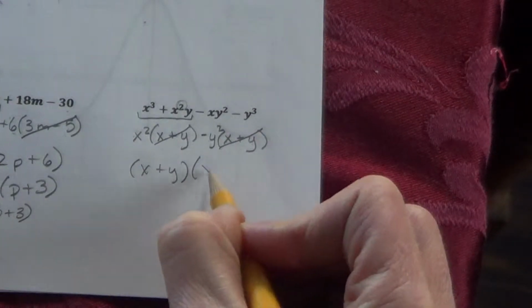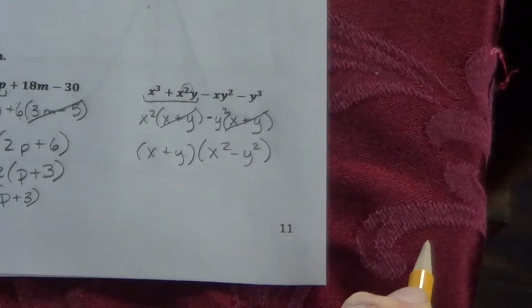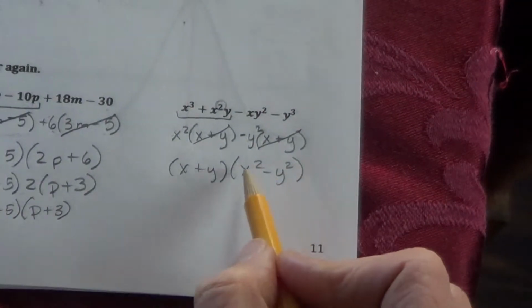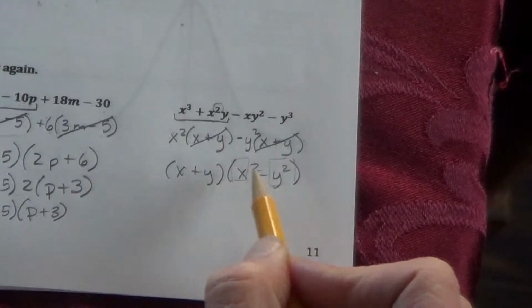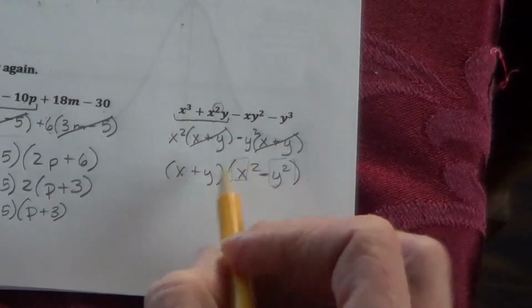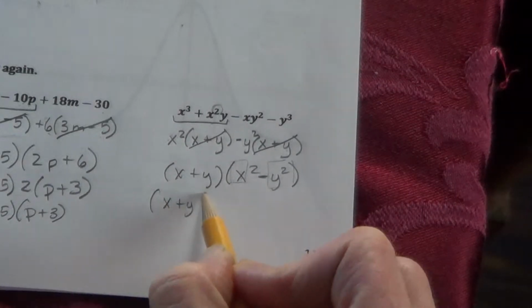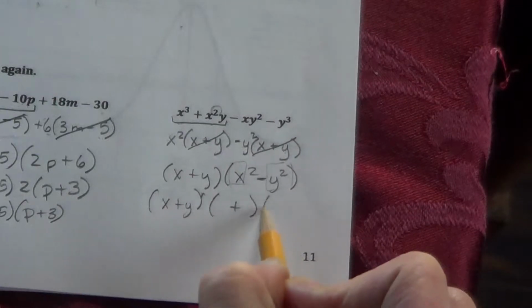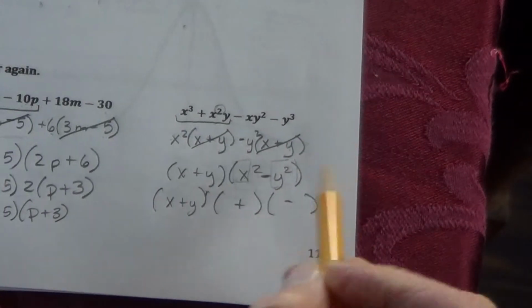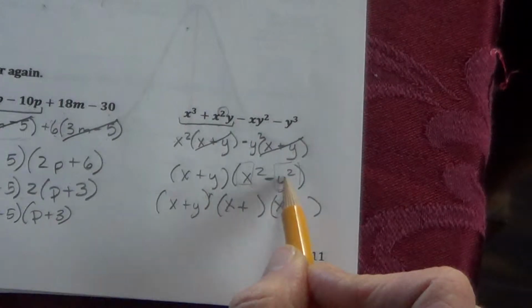And then we have x squared minus y squared. Now, that should look familiar to you from our last lesson. That's a perfect square. That's a perfect square. And it is a difference. So we can do the difference of two squares, which you would remember has a plus and a minus. And then we take the root. So the root of x, the root of y.